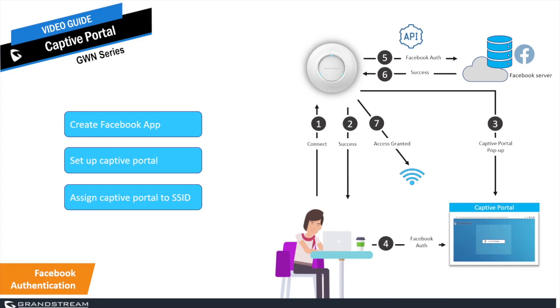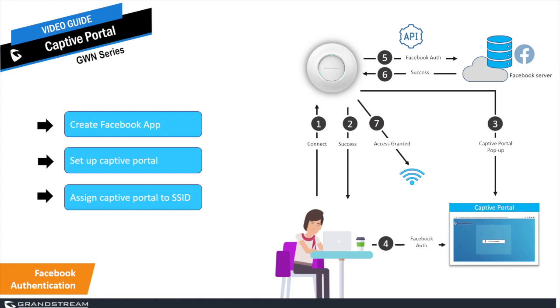Now let's look at how to set up captive portal with Facebook login authentication. And there are 3 main steps involved in the configuration process of captive portal with Facebook login authentication. First, you need to log into your Facebook developer account and create an app, as I will show you in a moment. Then you set up a captive portal policy to use Facebook login authentication and include the Facebook app ID and secret. And finally, you create an SSID and assign the captive portal policy to it.